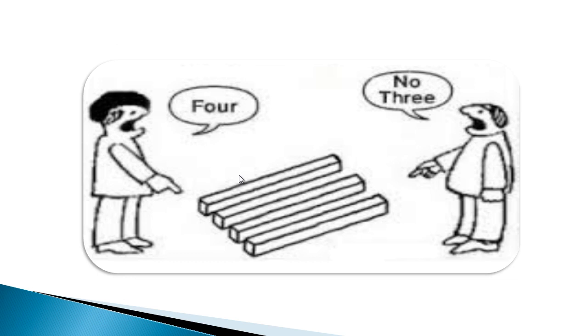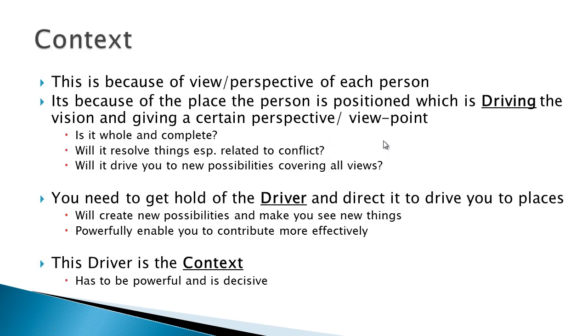Let's have another example which is a little bit more tricky. Looking at this situation, the guy on the left sees 4 pegs, whereas the guy on the right sees 3 pegs. The guy on the right is thinking, I don't understand why the guy on the left is saying 4. And the guy on the left thinks, I don't understand why the guy on the right is saying 3. So why is this so?